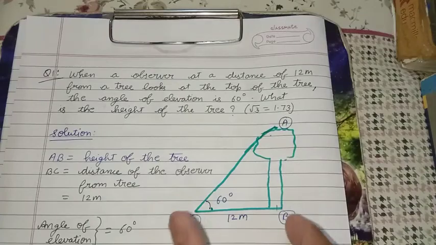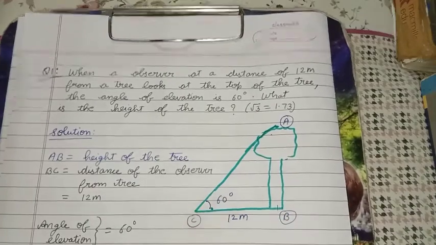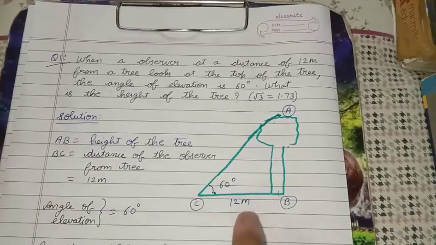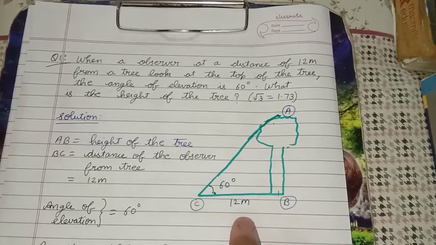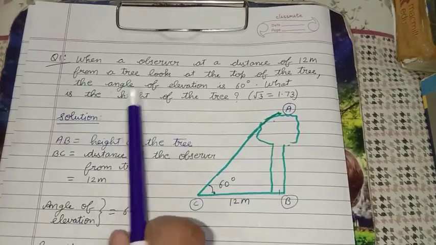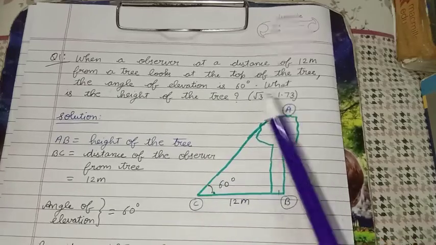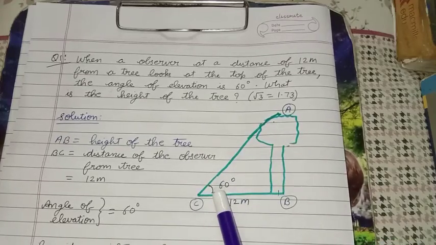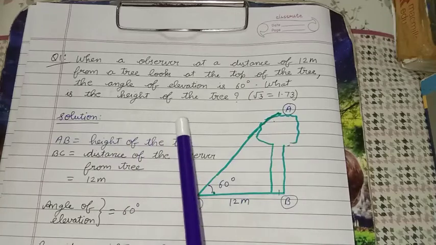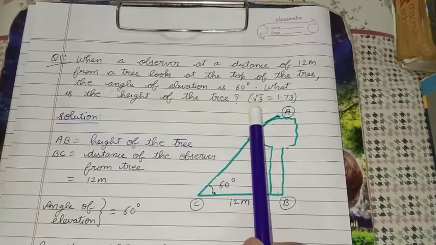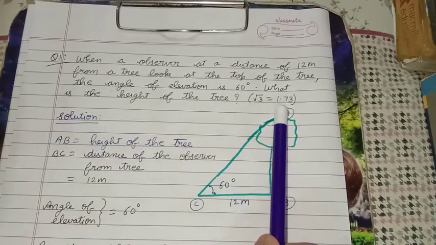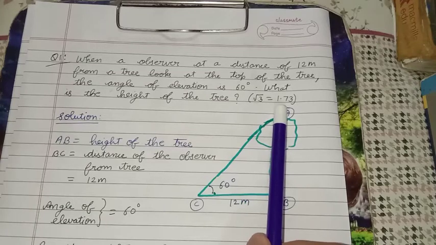So the distance between the two, C to B, is 12 meters, correct? Next, he has given the angle of elevation is 60 degrees. You are looking at the top of the tree, so the angle of elevation is 60 degrees. What is the height of the tree? And the value of root 3 is to be taken as 1.73. He has given that. Fine.